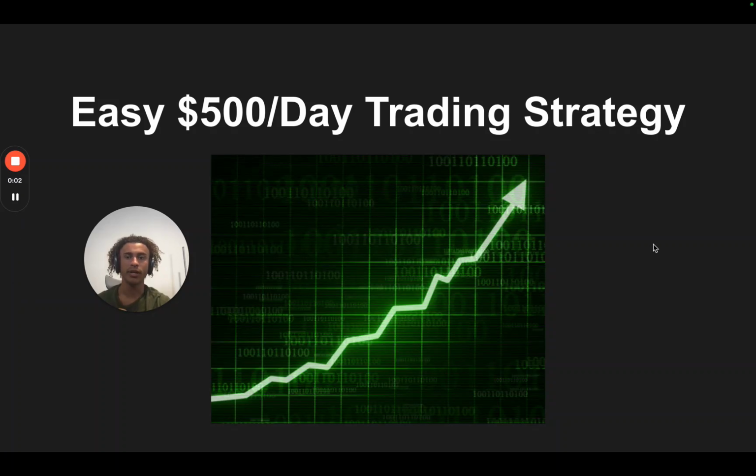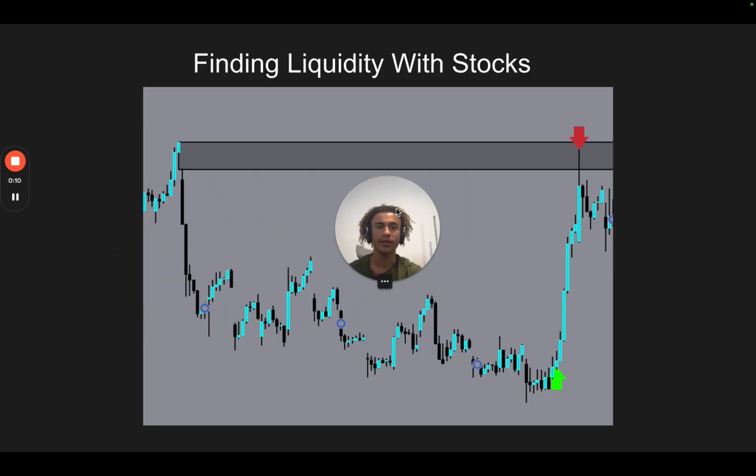This strategy can make you your first $5,000 to $10,000 trading, and it's so simple that a 5-year-old could understand it. So let's get right into it. This strategy is about finding liquidity. Liquidity is an area on the chart where there's likely to be a large reaction because there's a lot of orders sitting around said area. So right here, you can see that we have a major area of liquidity.